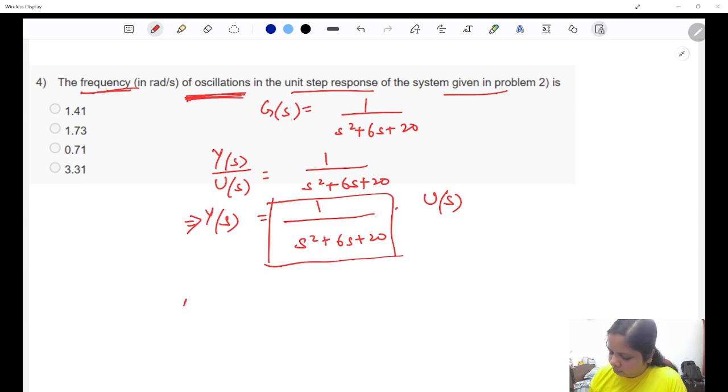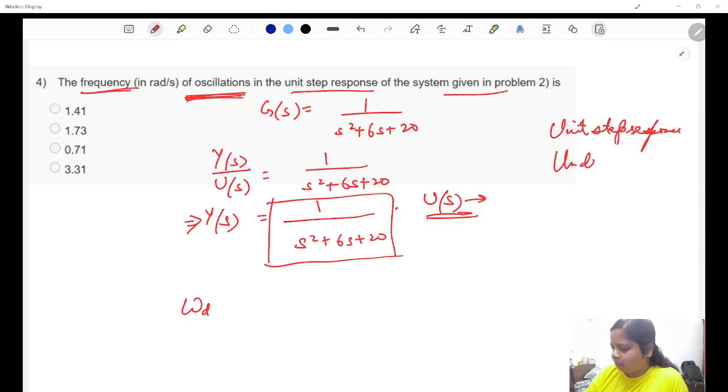So this question is asking you what is omega d, and omega d has nothing to do with the input. Ma'am, just a second, let me complete. So when we did all the calculation for unit step response, right? We did unit step response for an underdamped system.